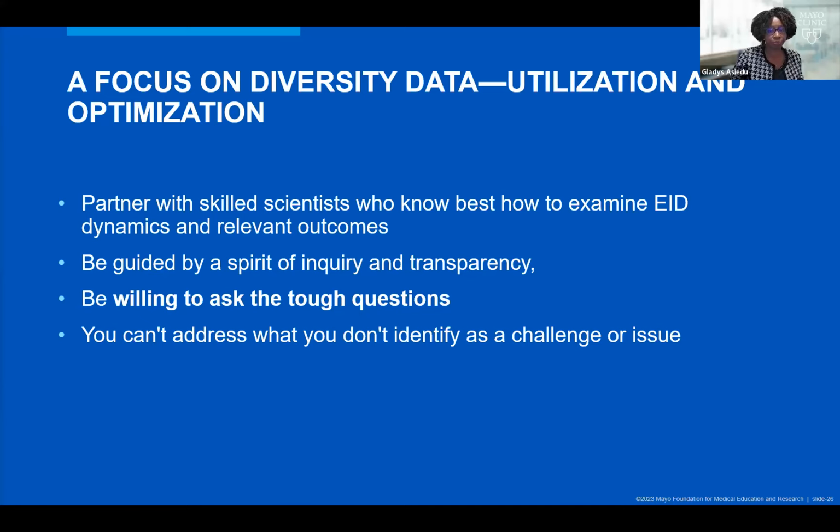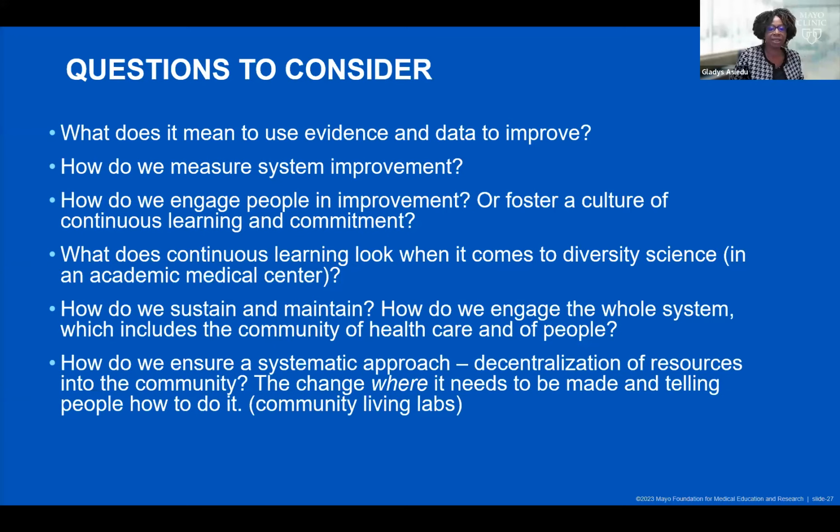Some of the tough questions that we consider in the work that we do here at Mayo are questions that we pose to ourselves every day. I don't have an answer to them, but they are for all of us to think about, and we try to think through them while we're striving forward in our initiative. What does it mean to use evidence and data to improve our EID spaces? How do we measure system improvement? How do we engage people in this improvement opportunity? How do we sustain and maintain it? How do we ensure a system-wide approach and not an individual approach in a small department that can be trampled upon by an HR or a supervisor?